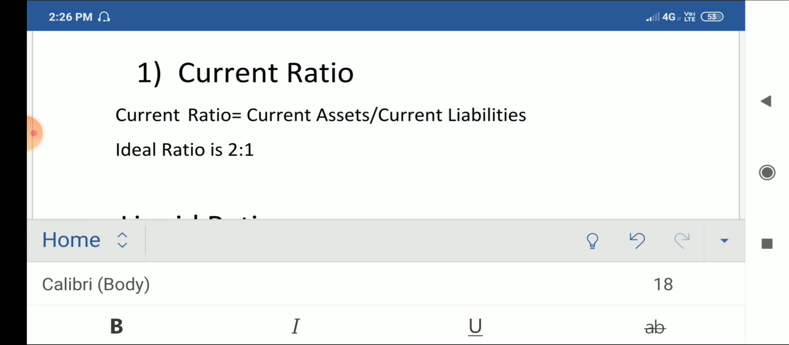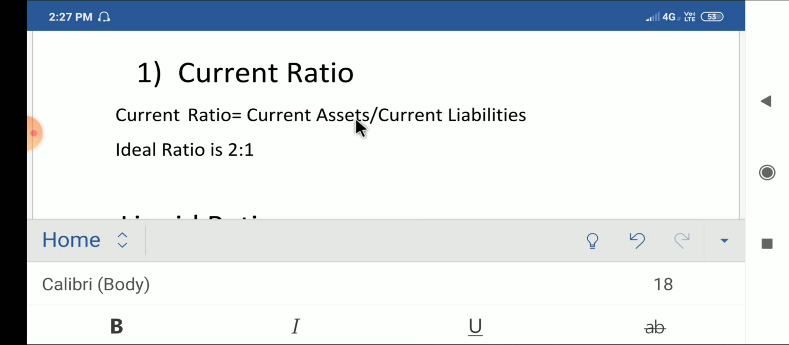Now let's start with the current ratio. The current ratio is also called the working capital ratio. This ratio is calculated between the current assets and current liabilities. The current assets are those assets which convert into cash within 1 year.